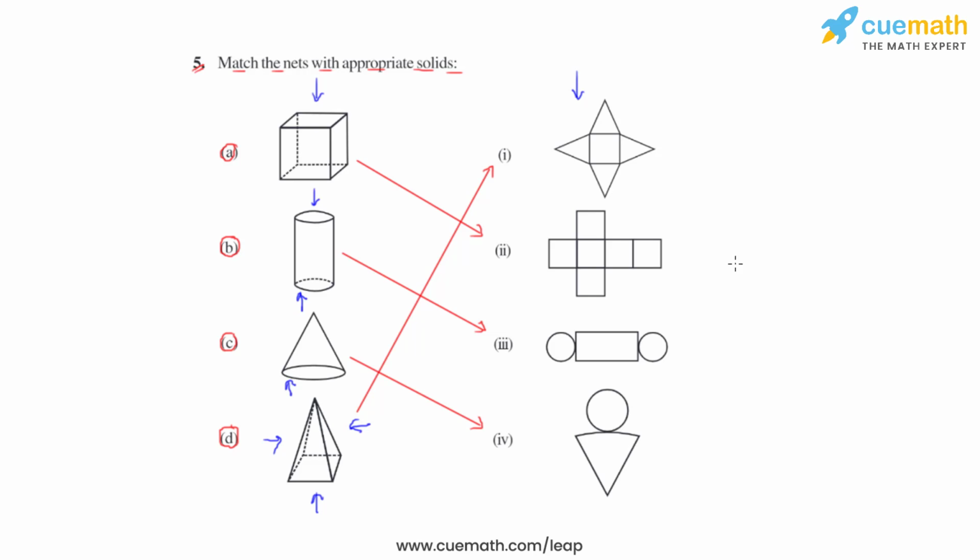So these are the ways through which we can match these solids with these respective nets. This is how we are going to answer question number 5.